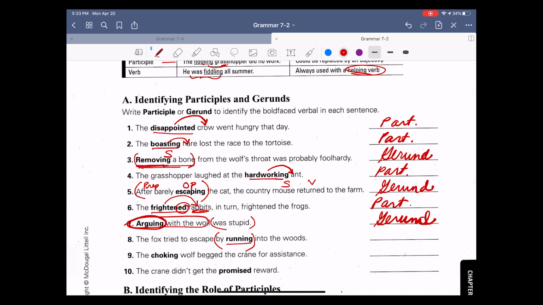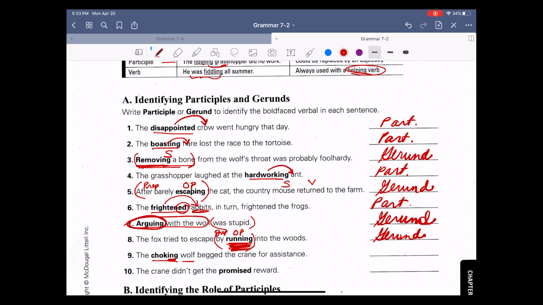Number 8, the fox tried to escape by running into the woods. In this case, it's an ing, and it's acting as a form of a noun because it's the object of the preposition. By is our preposition. This is acting as an object of a preposition, which is a type of noun, so therefore we know it is a gerund.